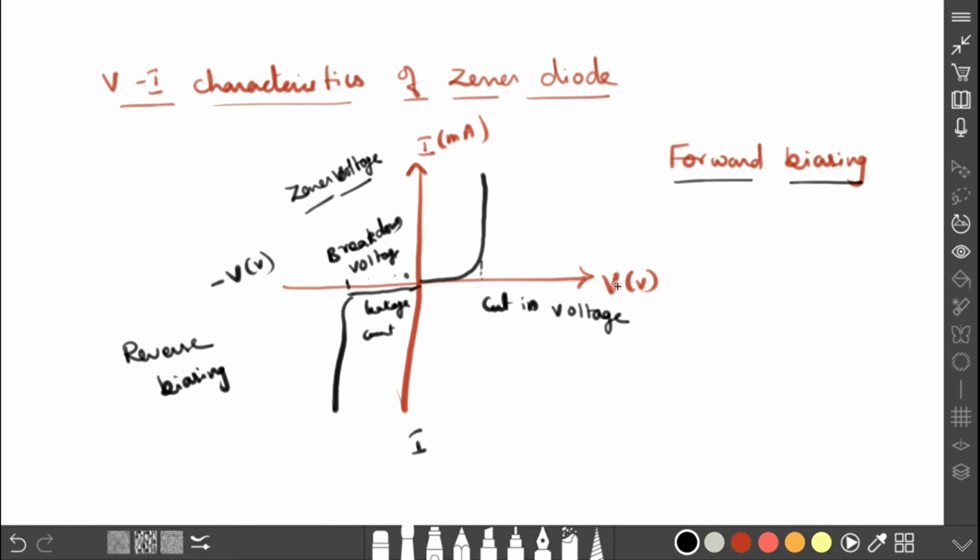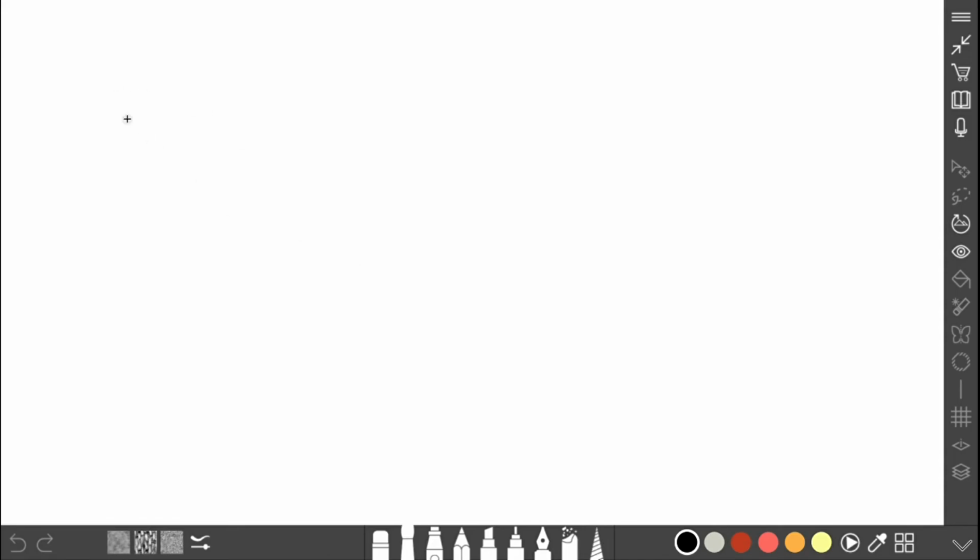And the next topic is where it is used. For that, we are now going to discuss the applications of the Zener diode.